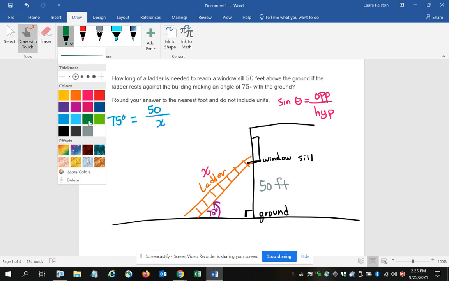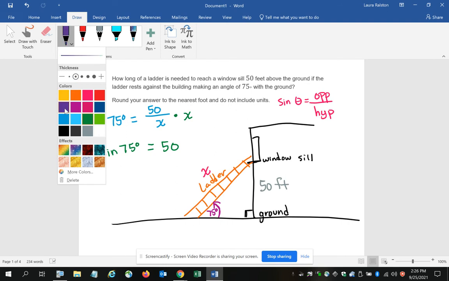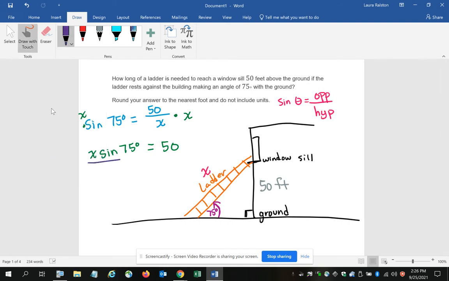So again, if I'm solving for x, I'm going to multiply by x on both sides. So I have x times the sine of 75 degrees equals 50. And again, I'm trying to solve for x, so I'm going to divide by sine of 75 degrees. So x equals 50 divided by the sine of 75 degrees.